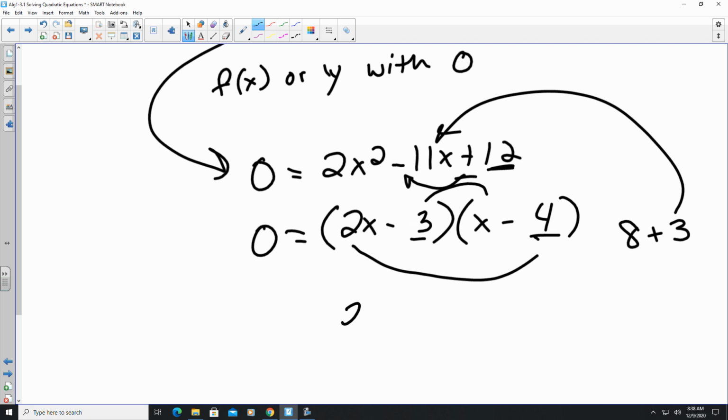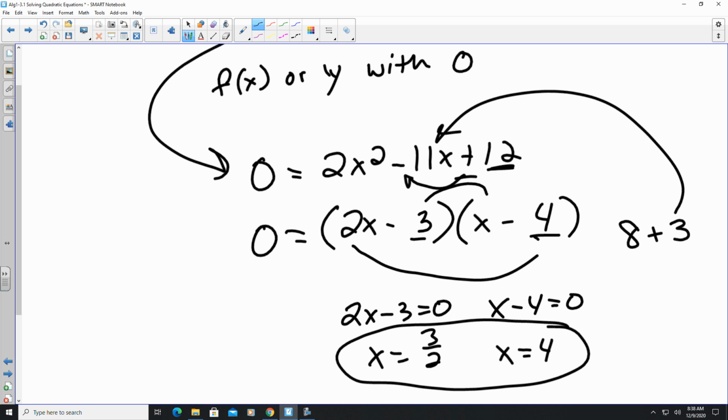Zero product property, so it's going to be 2x minus 3 set equal to 0 and x minus 4 set equal to 0. Add 3, divide by 2, x equals positive 3 halves, x equals positive 4.